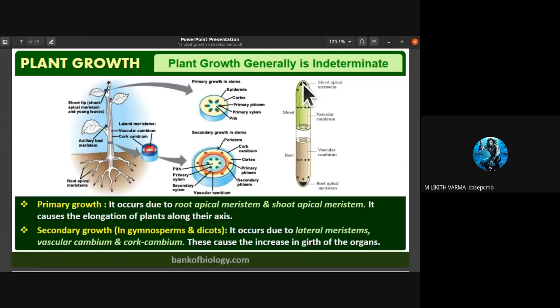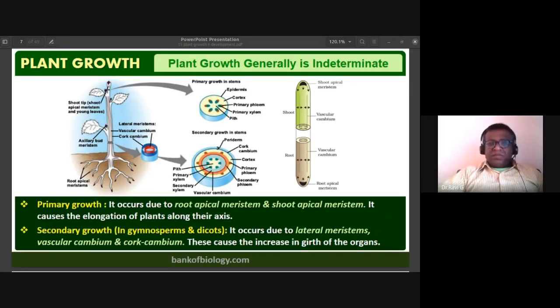Sir, what is the meaning of perpetuate? Perpetuate, sir, in the previous slide, meristematic cell. Perpetuate means continuous. So perpetuate means continuation, or here it means their increase in number, perpetuation, multiplication. Similar to that, it is replication, multiplication.